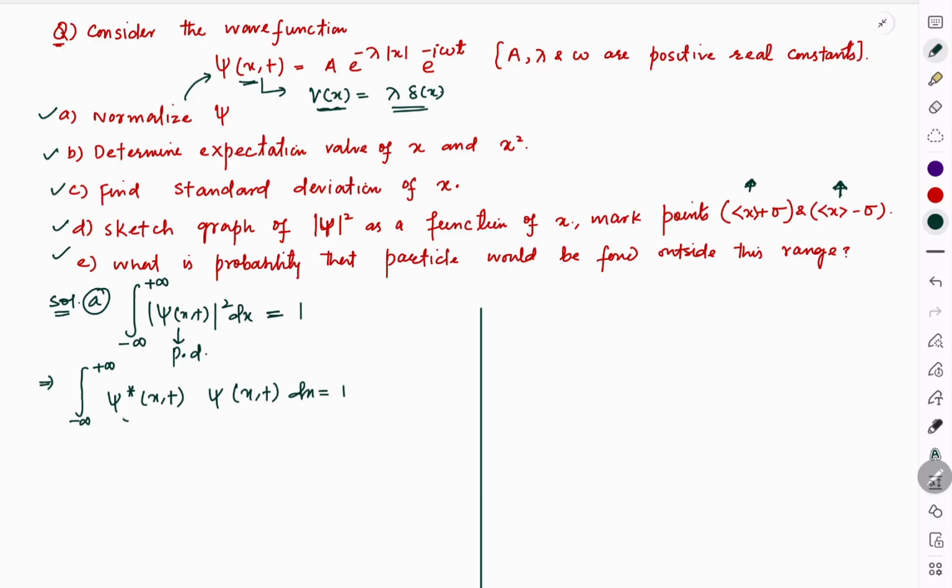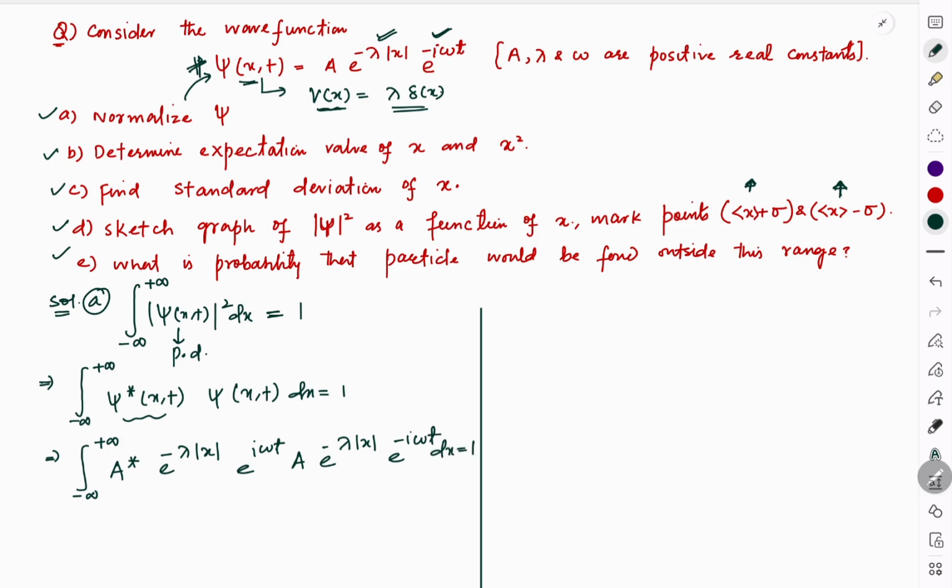equals 1, where ψ* is the complex conjugate of the given wave function, where we need to replace i by minus i and don't do anything with the real part of the wave function where there is no i. So this implies the integral from minus infinity to plus infinity of A* e^(−λ|x|), I didn't do anything with the real part, e to the power, but i will be replaced by minus i, so it would become e^(iωt), and then the wave function A e^(−λ|x|) e^(−iωt) dx equals 1.